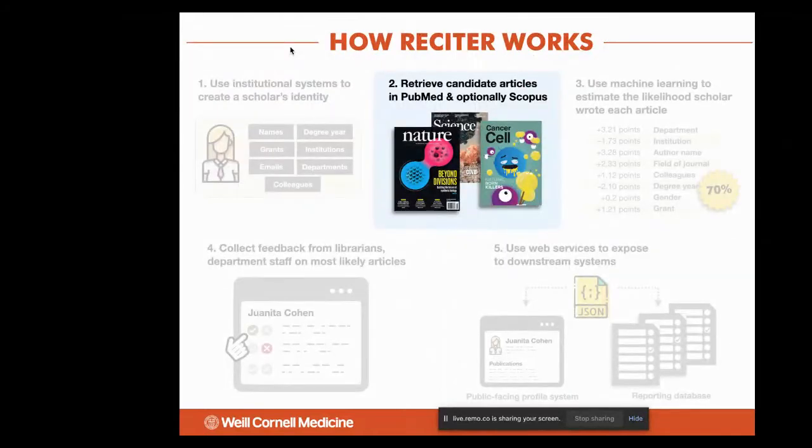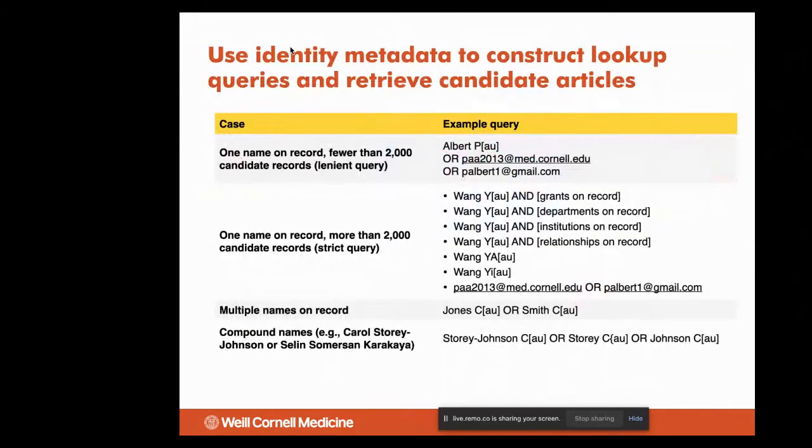And then with that data, we retrieve a set of candidate articles from PubMed and optionally Scopus. So for example, let's say you have a relatively unique name. My name is relatively unique. You do the typical PubMed search, and then you search for the emails on file.